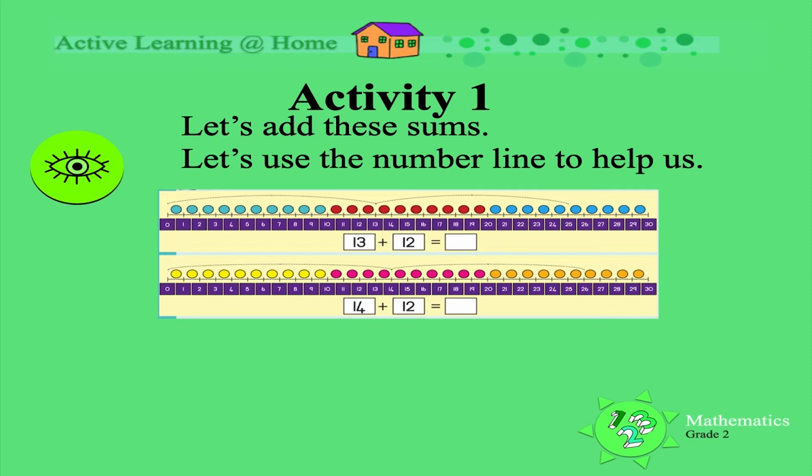Let's see if your answers are correct. Our first answer was 25 and our second answer is 26 because 14 plus 12 is 26. If we have a look at the number line, the first jump takes us to 14 and the second jump takes us all the way to 26.